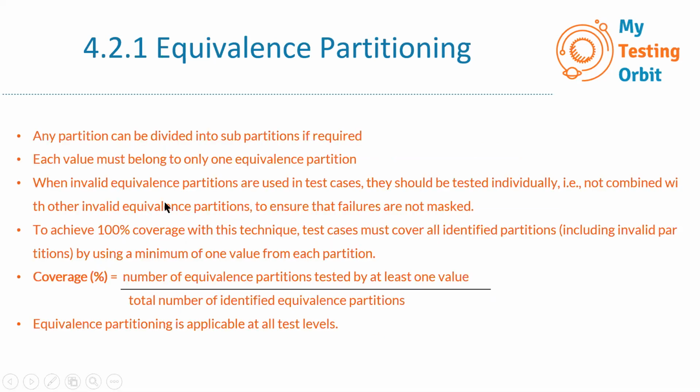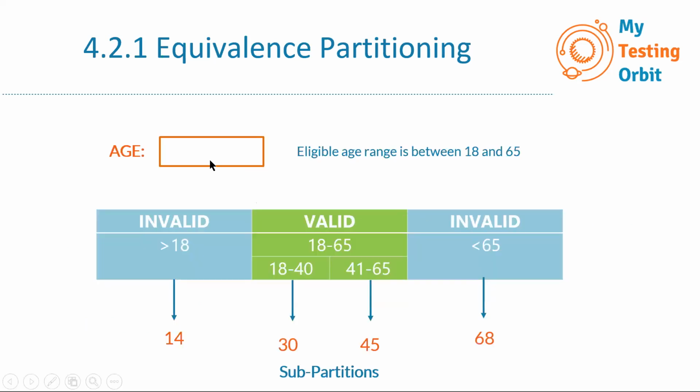Then, when invalid equivalence partitions are used in test cases, they should be tested individually, that is, not combined with other invalid equivalence partitions, to ensure that failures are not masked. Okay, what does that mean? For example, the age field accepts a double-digit number. So let's say we insert our input as -101, we will get an error. That's expected, and that's the right behavior.